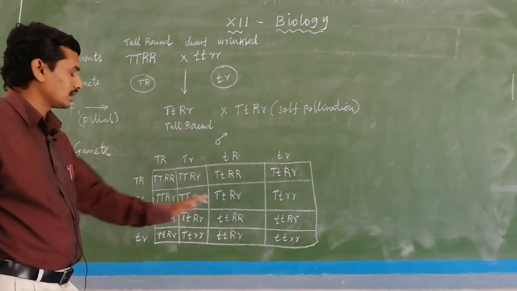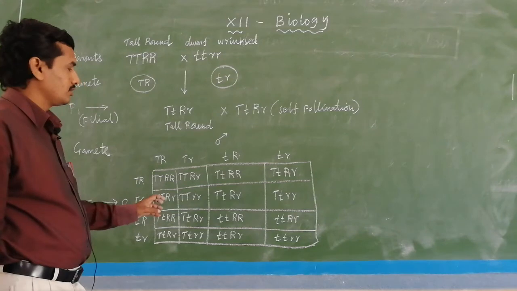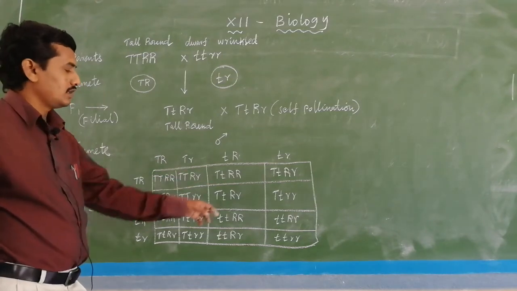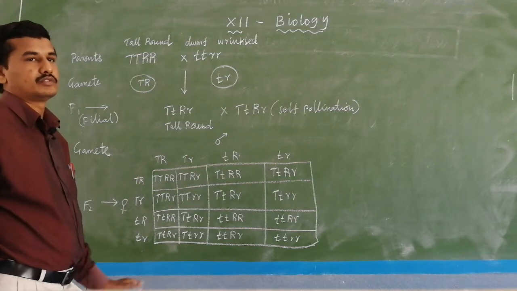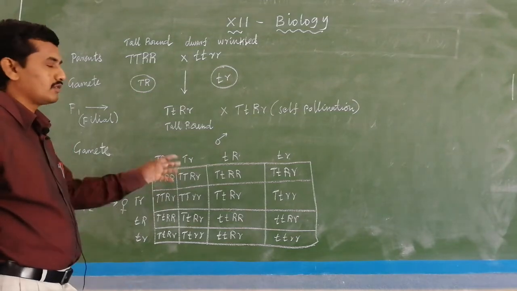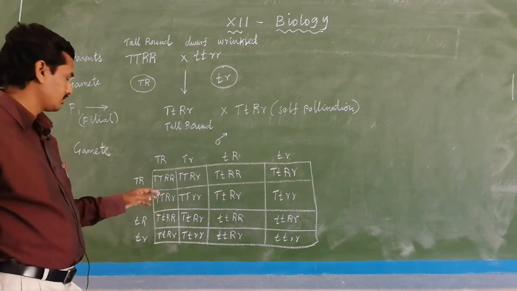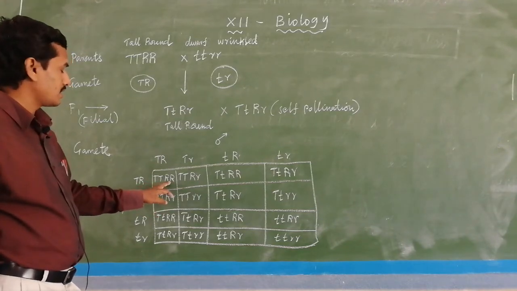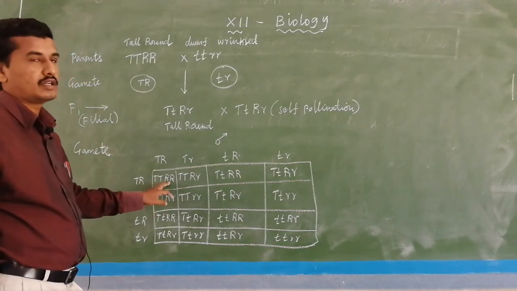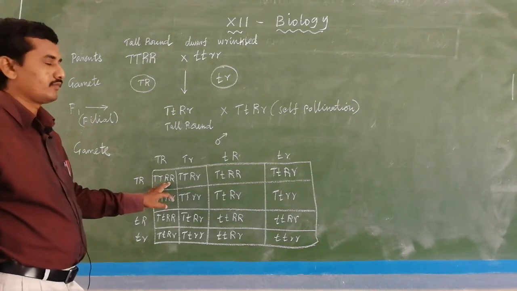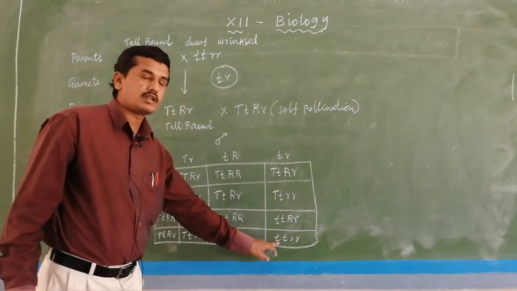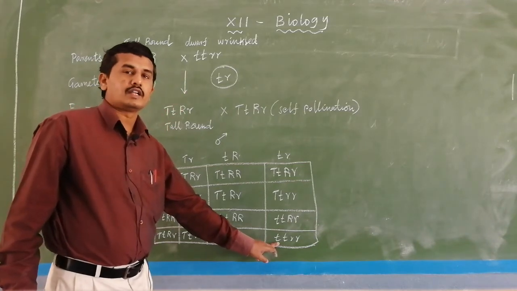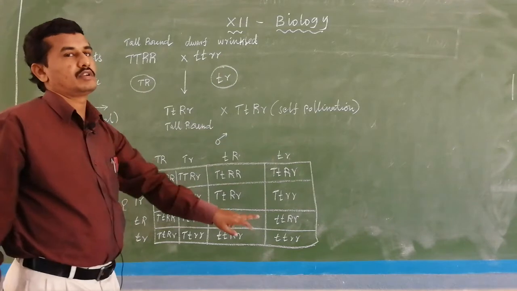How many plants are produced in this cross? Totally 16. 4 into 4 square, 16 plants are produced in different phenotypes and different genotypes. For example, capital T, capital R means what? Tall and round. Okay, that is small t and small r means dwarf and wrinkled. This is dwarf and wrinkled.